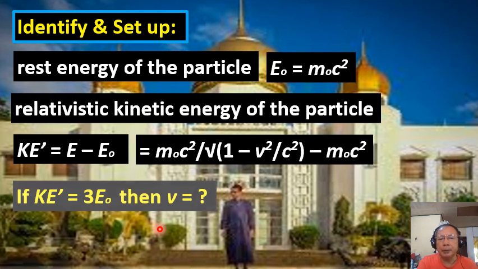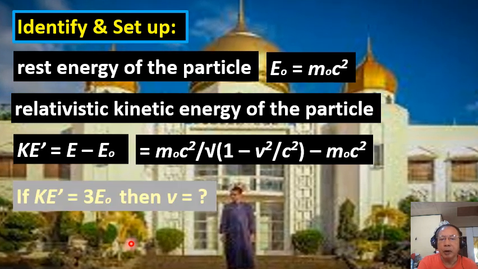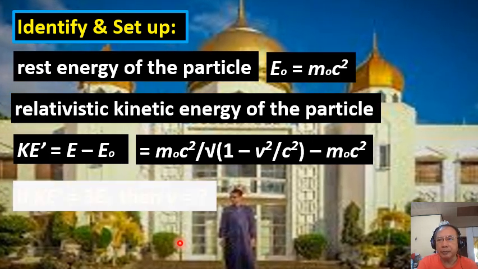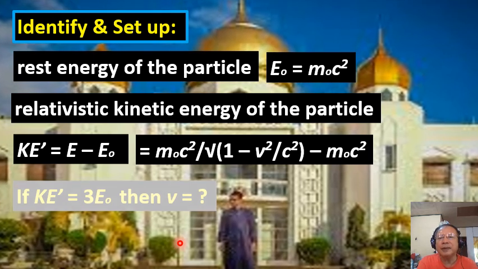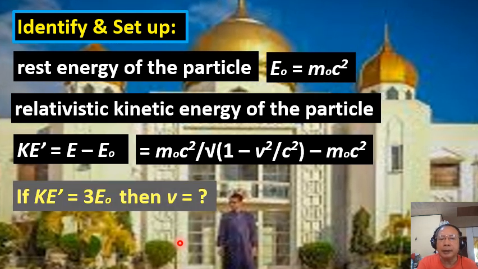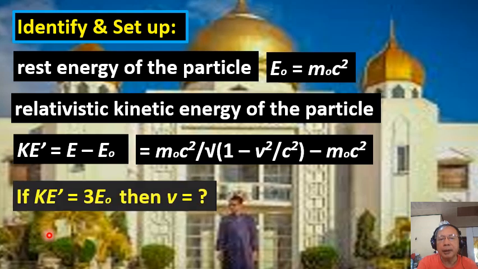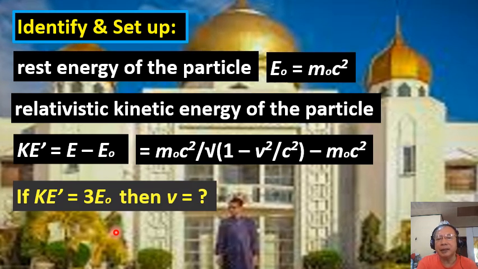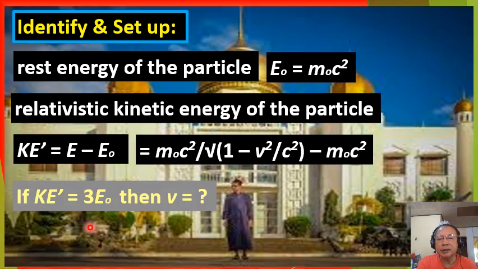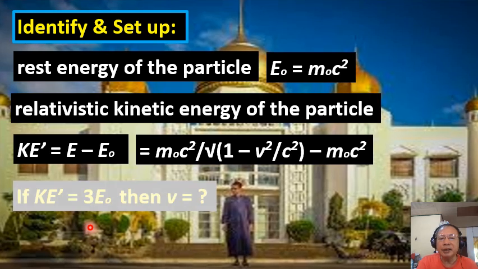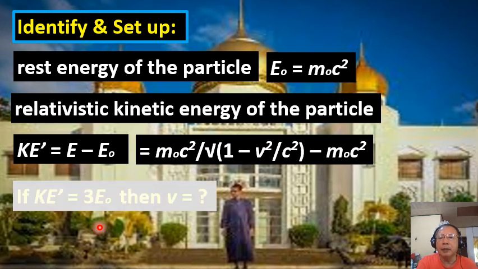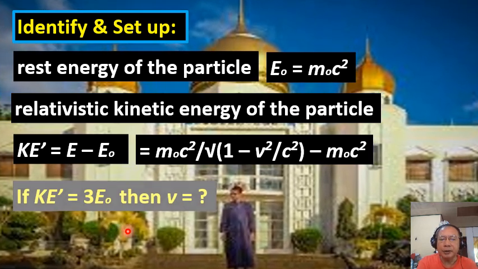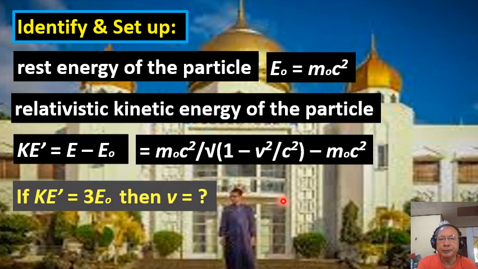And in this problem, all right, we are asked to determine the relativistic speed of the particle if its relativistic kinetic energy is said to be 3 times the amount of its rest energy.